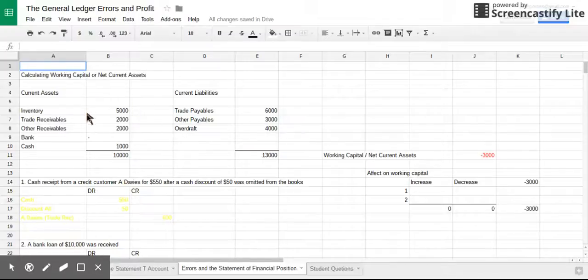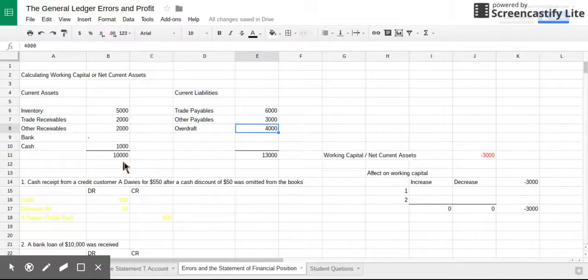So in this case, the business has $10,000 in total of current assets: $5,000 of inventory, $2,000 of trade receivables, and $2,000 of other receivables. That's money that it's due for some other reason besides it being linked to a sale, and it's also got some cash. And this business has got $6,000 of trade payables, $3,000 of other payables that it needs to pay in the short term. And it's also got an overdraft of $4,000.